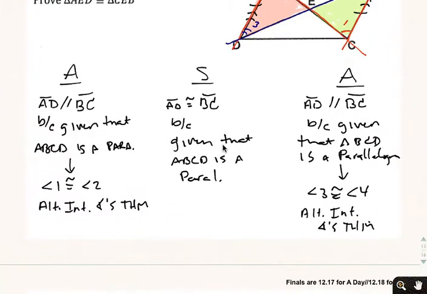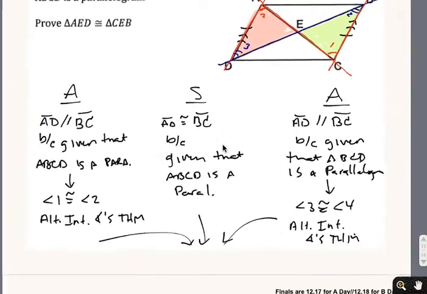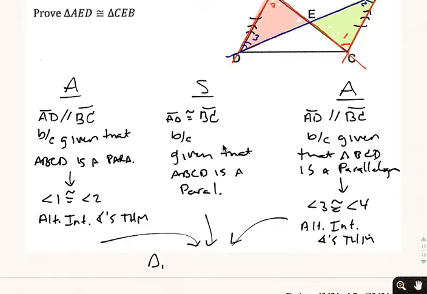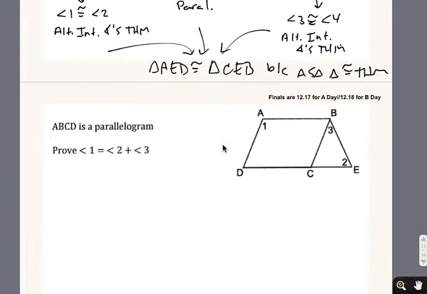Okay, so if I met the burden of ASA, I can draw on ASA to actually finish out my proof. So triangle AED is congruent to triangle CEB because of the angle side angle triangle congruence theorem. Bam, done. Next proof.